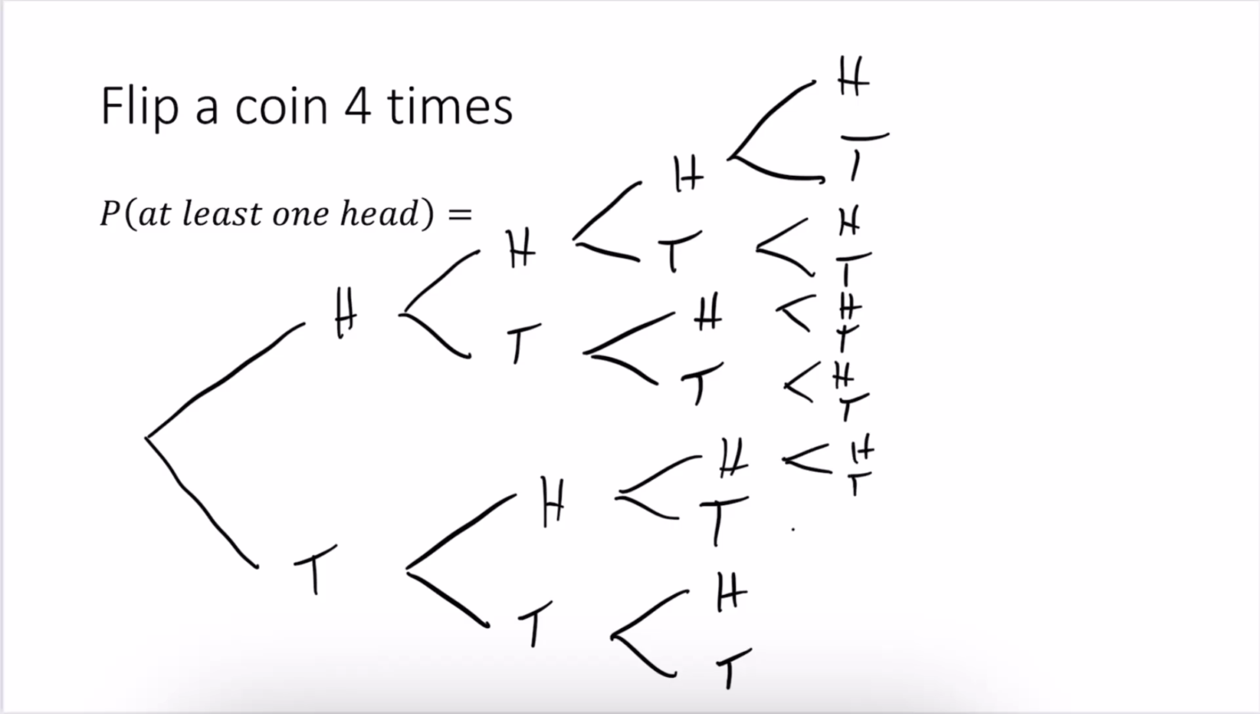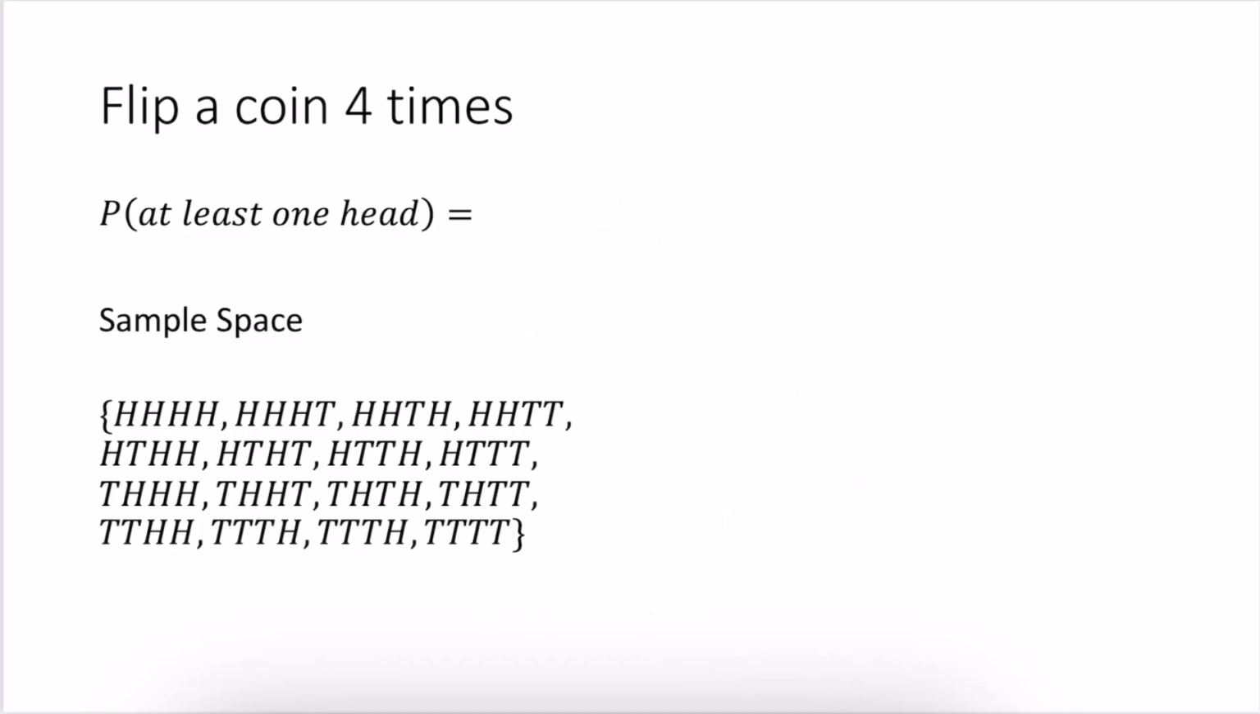And if we wanted to, we could use this choice tree to list out all 16 of those options. So I've done that on the next slide. And our sample space, or the list of all of the possible outcomes when you flip a coin 4 times, is listed here. And so we have 16 possible outcomes.